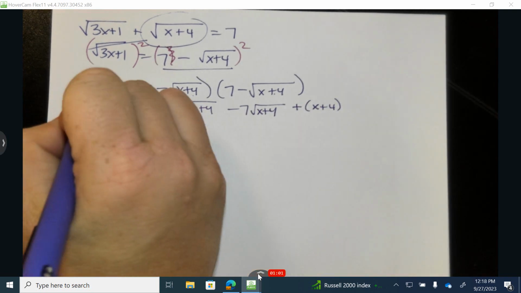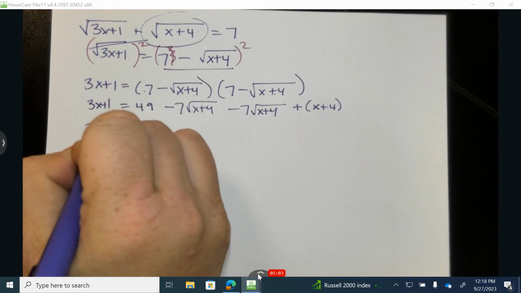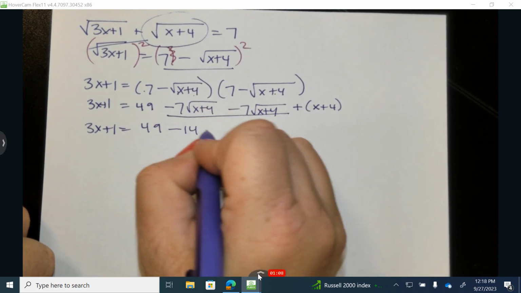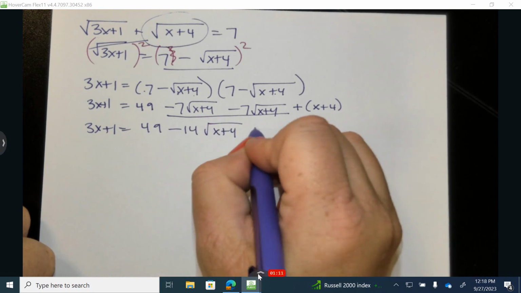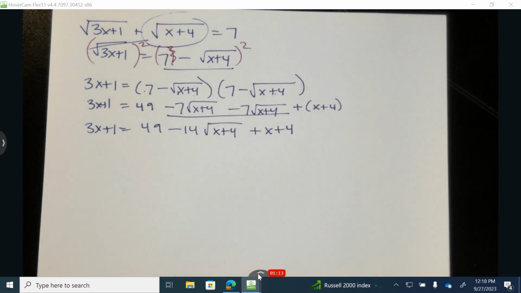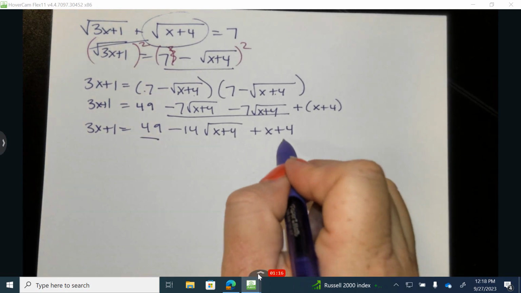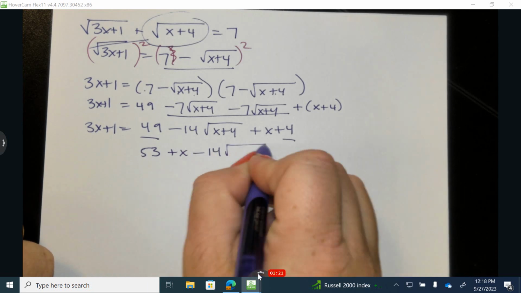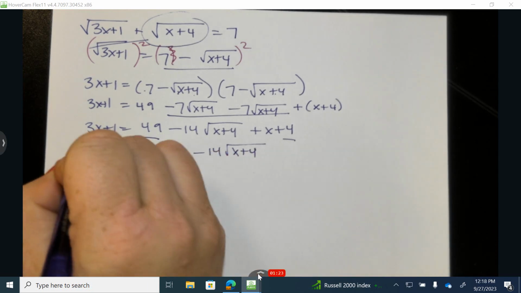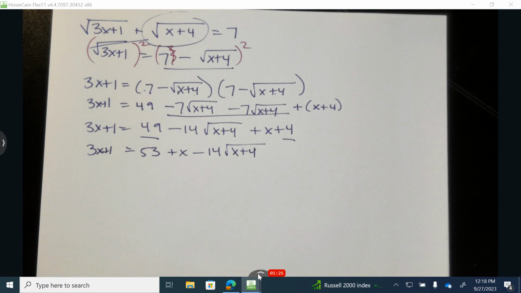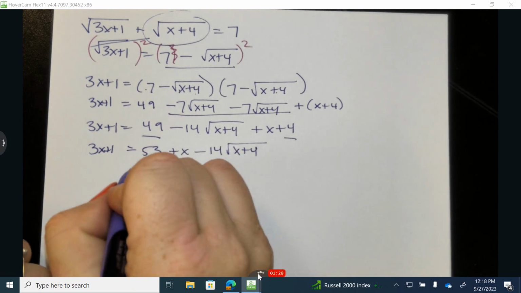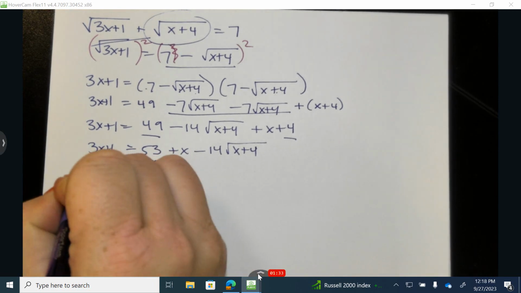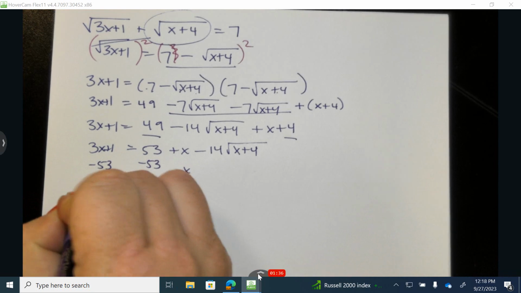So when I simplify things, I have 3x plus 1 equals 49, and negative 7 plus negative 7 is negative 14 times the square root of x plus 4, plus x plus 4. Combining like terms, 49 and 4 is 53, so I have 53 plus x minus 14 times the square root of x plus 4 equals 3x plus 1. Okay, let's move this to the other side. My next step will be to move 53 and x to the other side.